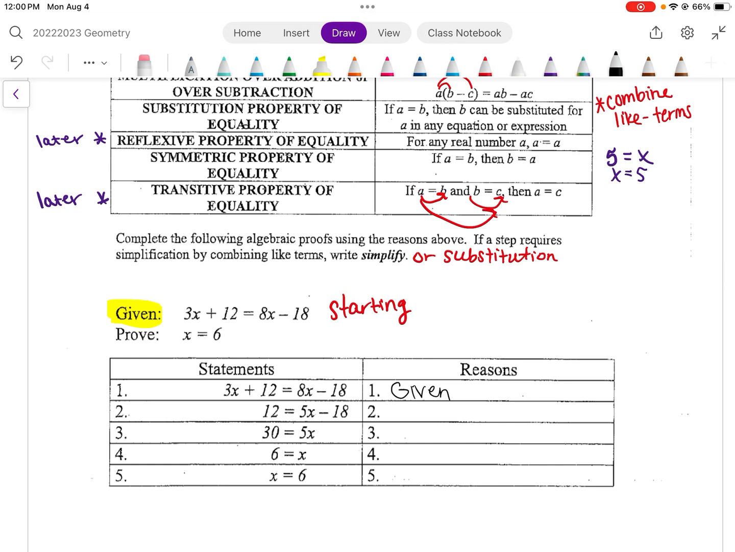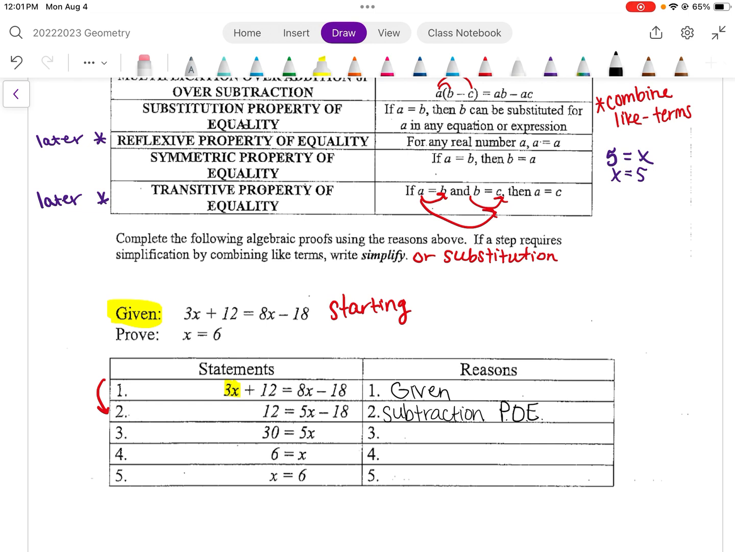Now this one, the statements are already filled for us. So we are going to work our way through and prove that x equals 6. You have to go step by step. You cannot skip anything. So from step 1 to step 2, they now have 12 equals 5x minus 18. So the question is, what did they do from step 1 to step 2? What happened? Well, I see this 3x disappeared and my 8x became 5x. So what did they do? They had to have subtracted that 3x out. So since they subtracted from both sides, that would be subtraction.